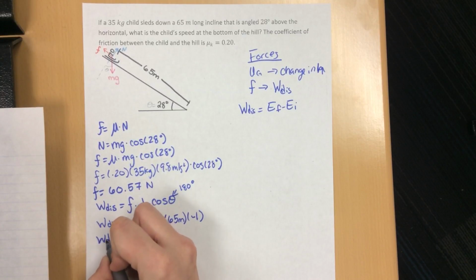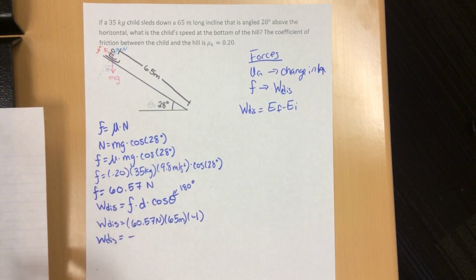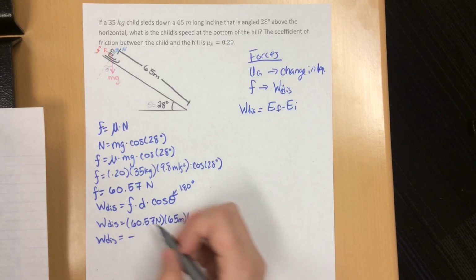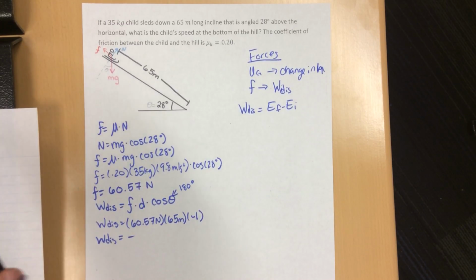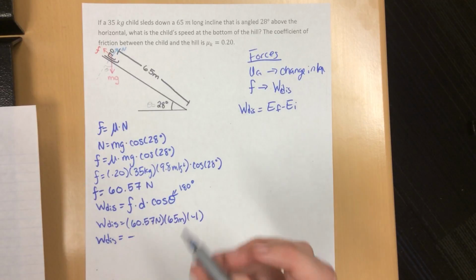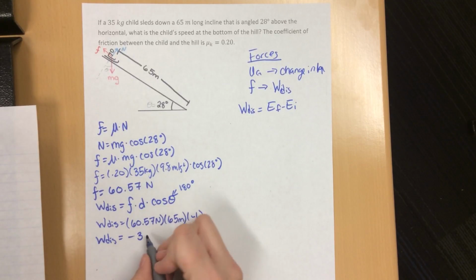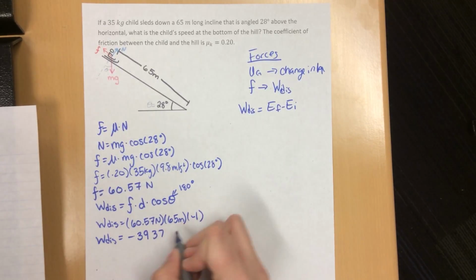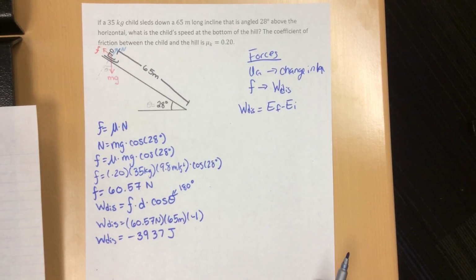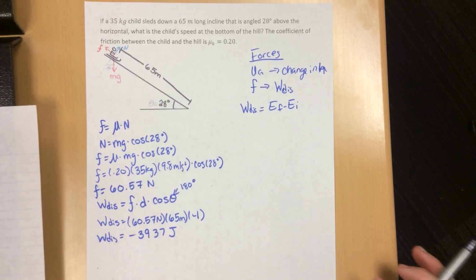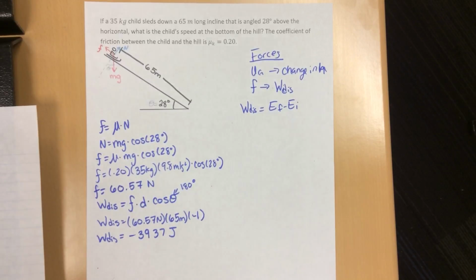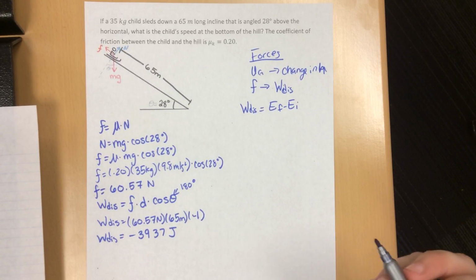So we do get this particular number for our work done by dissipative forces. So the next thing we need to build is what is our final energy and our initial energy.